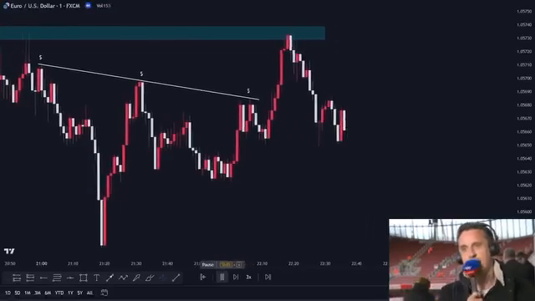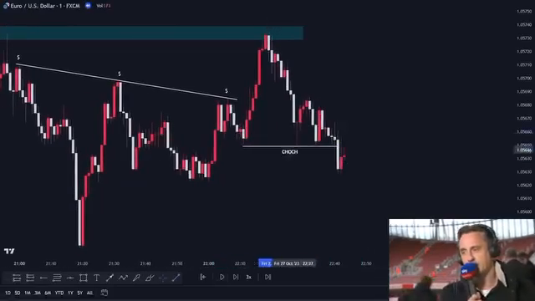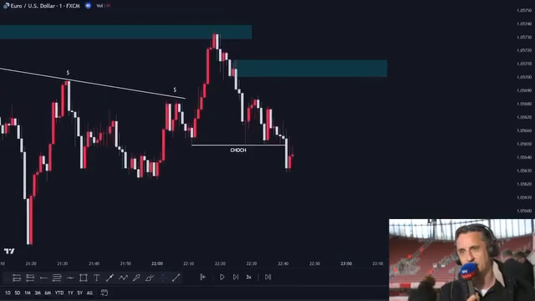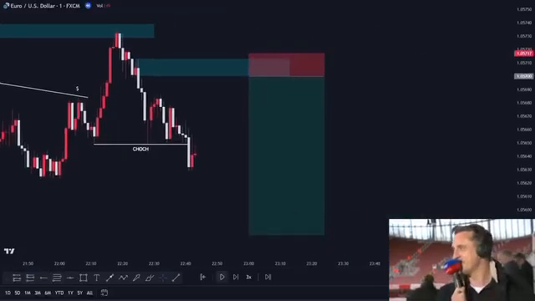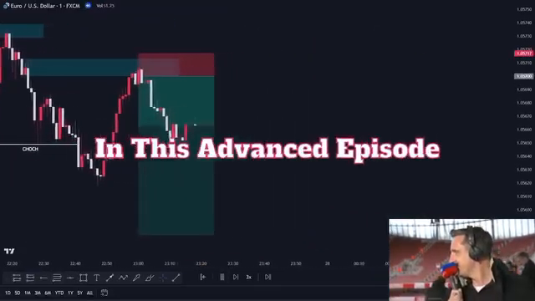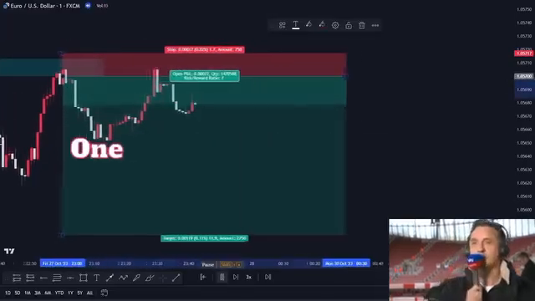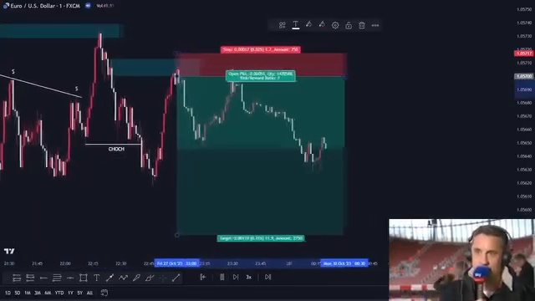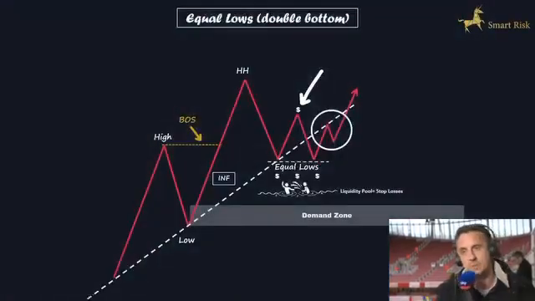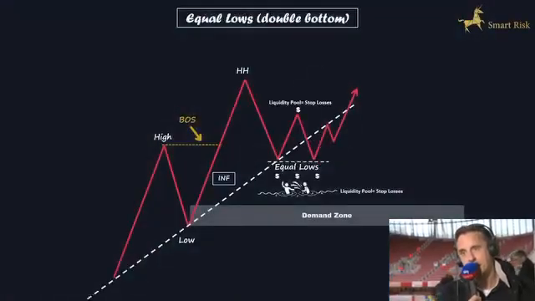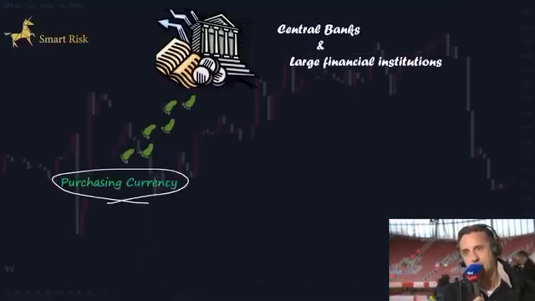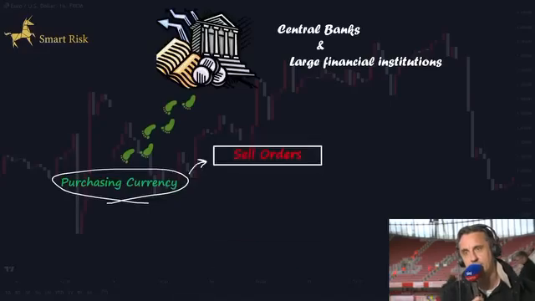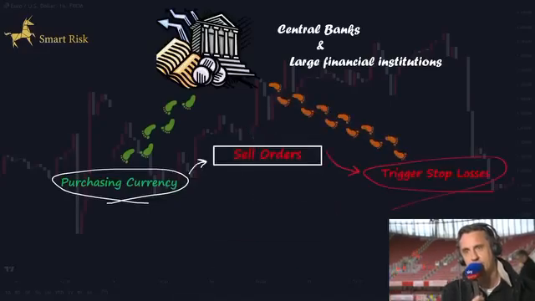What separates the pros from the amateurs in trading? It's the ability to read and understand the language of the market, and that's exactly what we're covering today. In this advanced episode, we're diving deep into one of the essential concepts in trading: liquidity. We'll also uncover the psychology behind the smart money and reveal the tactics that large financial institutions use to manipulate the market, deceive traders, and set traps.